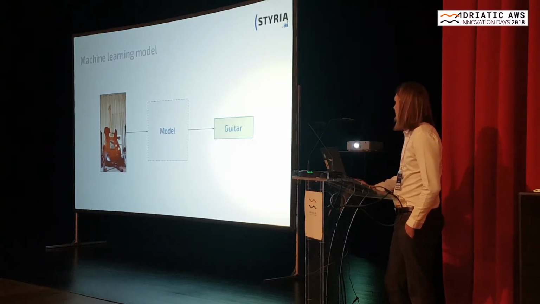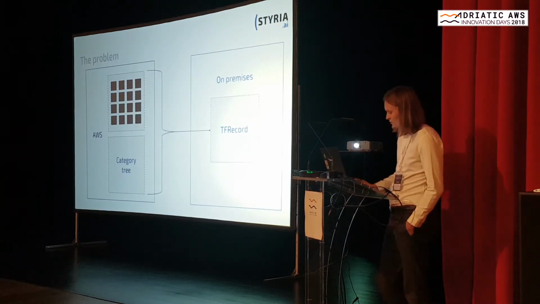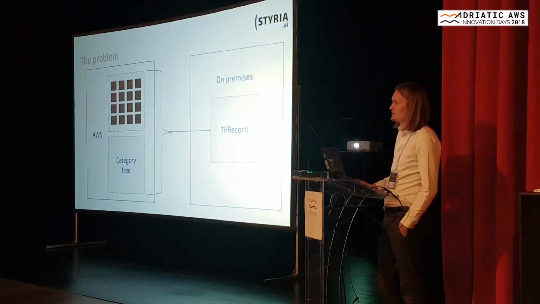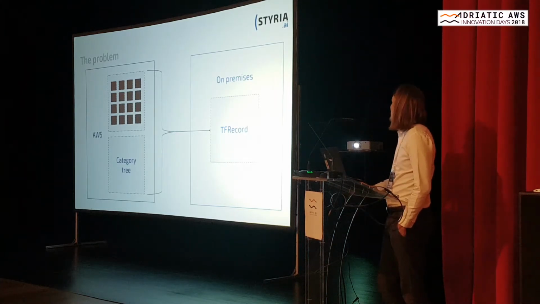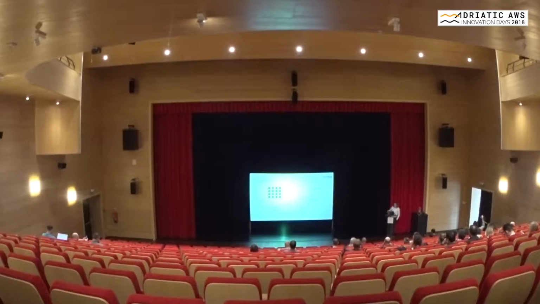So we have that data, but the problem is that the data we have, the billions of images and the category tree, are on AWS. And we need to get that data on the premises because our training machines are on the premises. Why are we using on-premises training machines? Well, mostly for cost reasons, because we are running a lot of experiments all of the time.